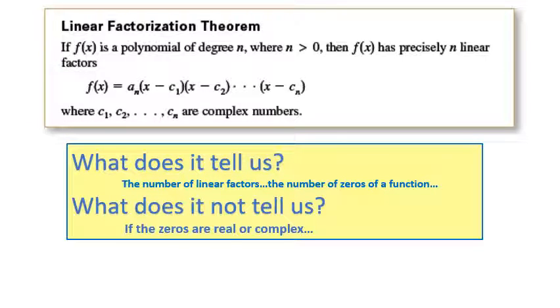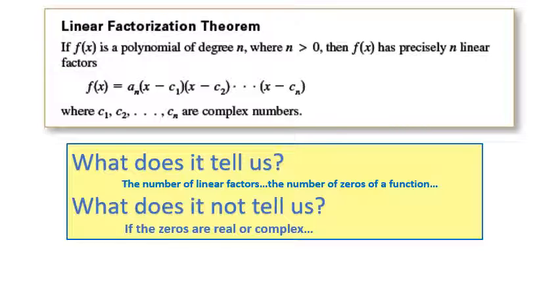The linear factorization theorem tells us that we can look at the highest power of n and we can rewrite our function as the product of linear factors. So if n is 2, there are 2 linear factors. If n is 3, there are 3 linear factors, and so on. So what does it tell us?